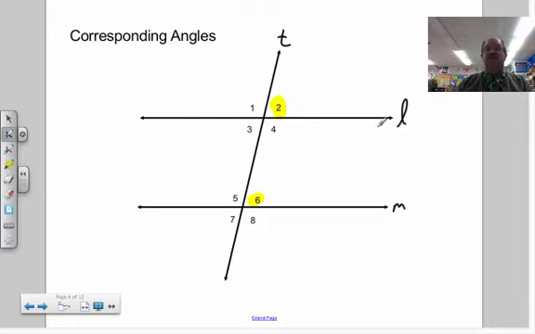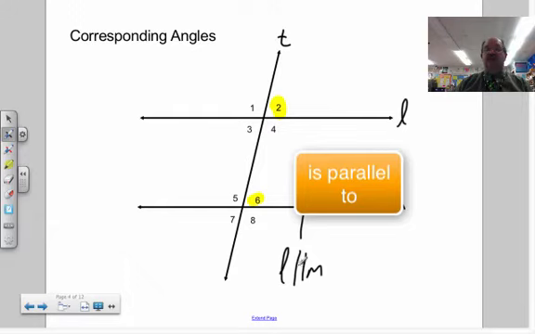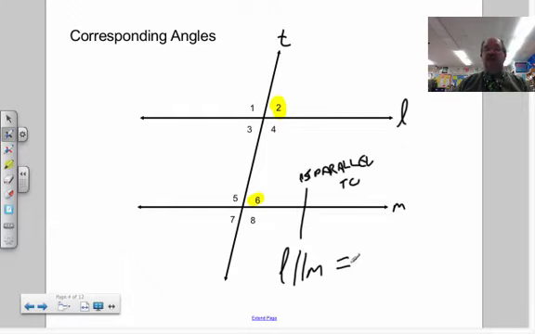If I have two lines that are intersected by a transversal, and it turns out that L is parallel to M, then my corresponding angles are congruent. So if I start off with parallel lines, then any pair of corresponding angles are going to be congruent: angle 2 to angle 6, angle 4 to 8, angle 5 to 1, angle 7 to 3.